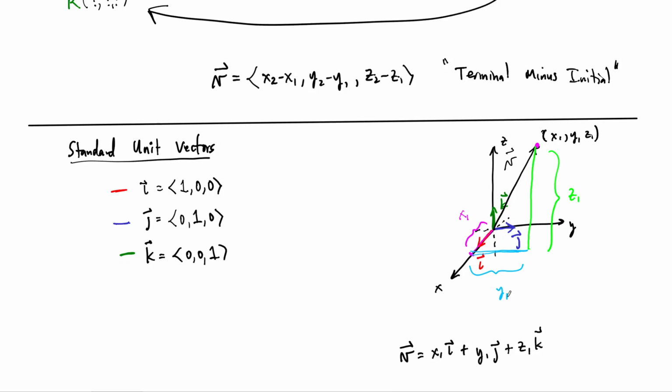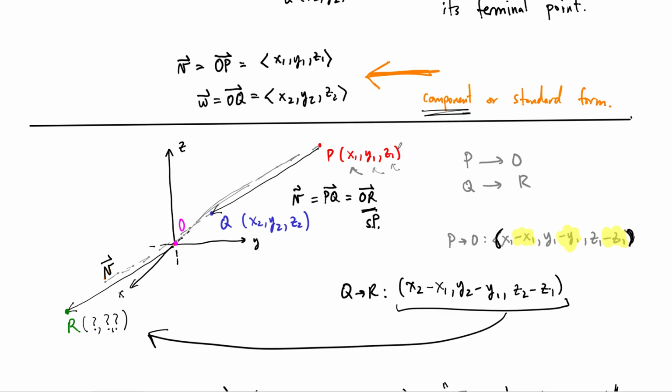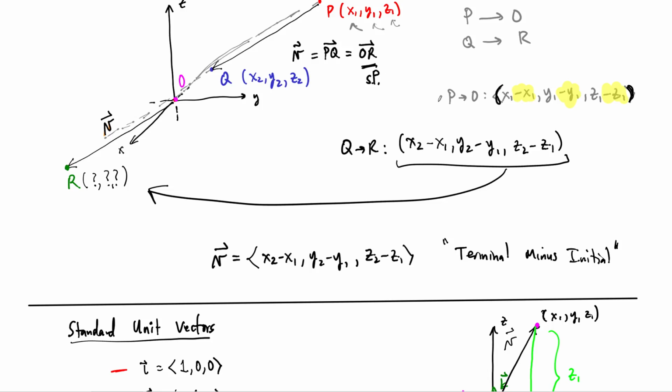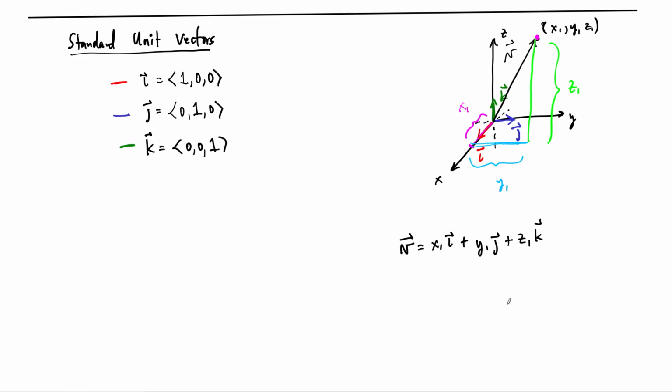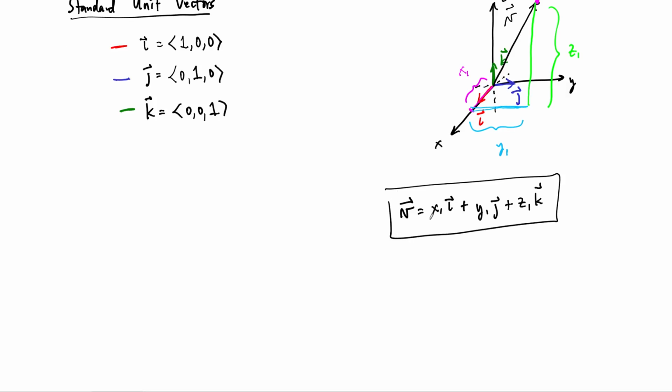And so the difference between the standard or component notation up here and the ijk notation down here is just how you write it down. This is actually exactly the same vector as this one, x1, y1, z1 in standard component form. So these are just 2 ways to represent the vector.